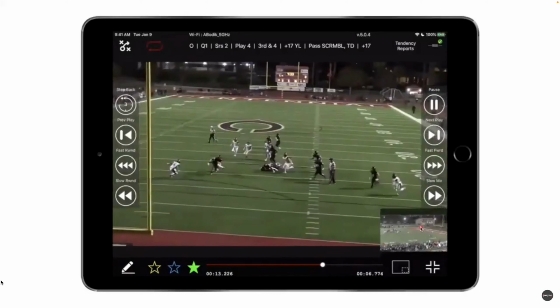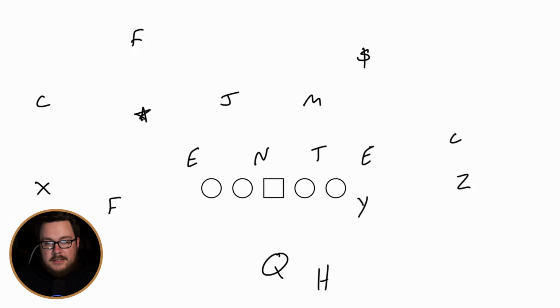Now, Scat Protection is different. Scat Protection is a 5-man protection. So now the running back is going to get out into his route right away. So Scat Protection has the benefit of guaranteeing that the running back is going to get out.